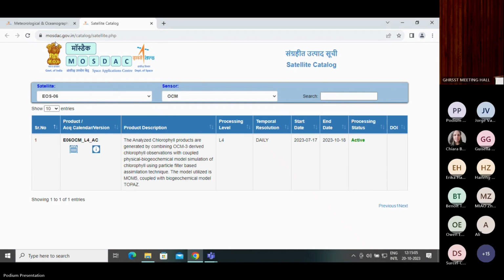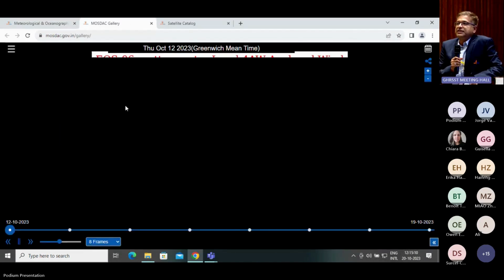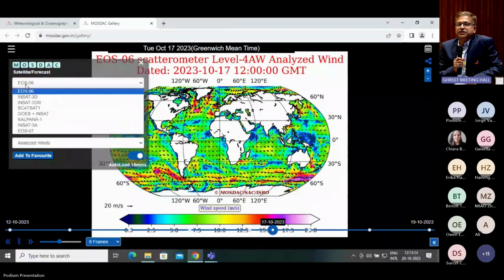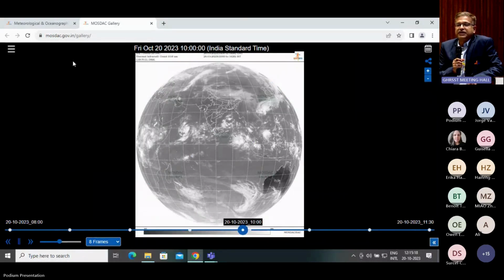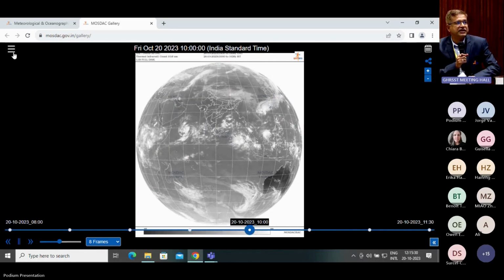INSAT 3D. The advantage which we get using INSAT 3D and 3DR together is that the acquisitions of these satellites are staggered. INSAT 3D and 3DR each have an acquisition time of half an hour over the Indian region. So with the staggered mode of acquisition, we almost get products generated every 15 minutes.